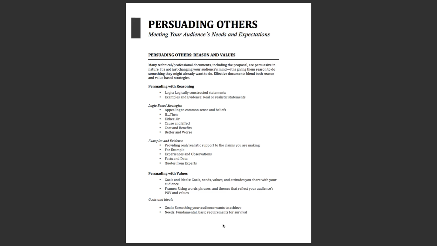This is a great place, when you're thinking of examples and evidence in your problem statement, for instance, where you can maybe have a graph or chart or some sort of infographic to help better illustrate your problem at hand. So remember, you need at least two for your proposal.